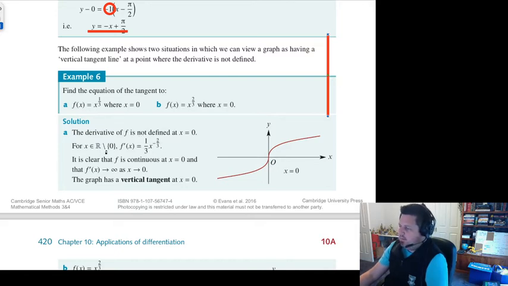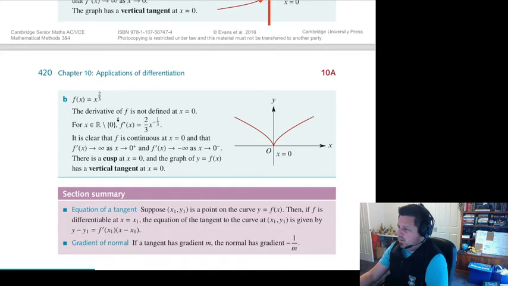Even though we can't work out what the gradient is at x equals 0 because it's not defined, you can see clearly that the original graph is continuous at that particular point. So in this case, it's clear that f is continuous at x equals 0, and the derivative f dash x approaches infinity as x approaches 0. Then you can say that at x equals 0 it's going to have a vertical tangent.